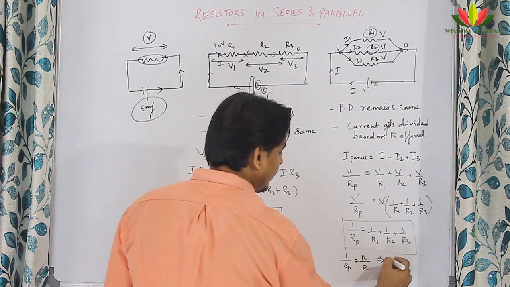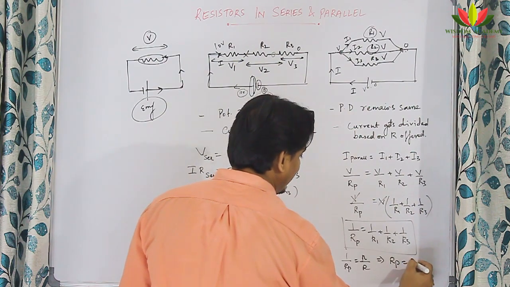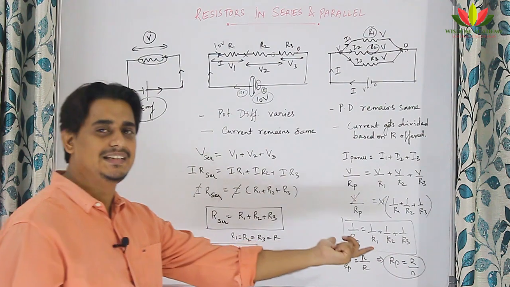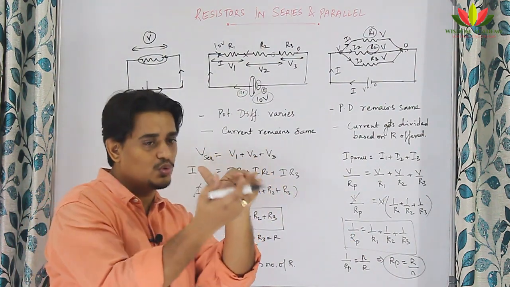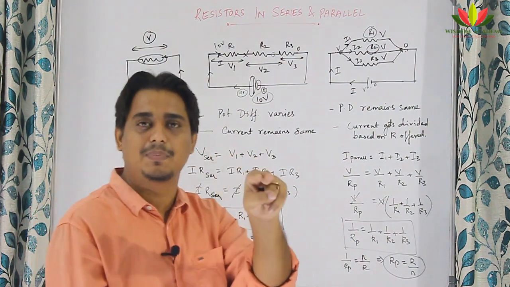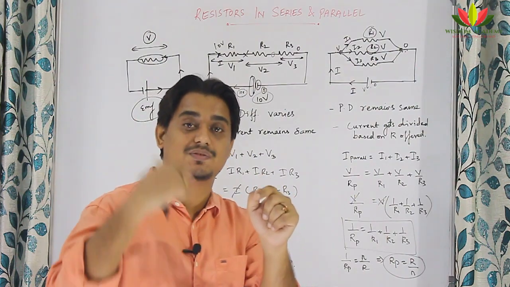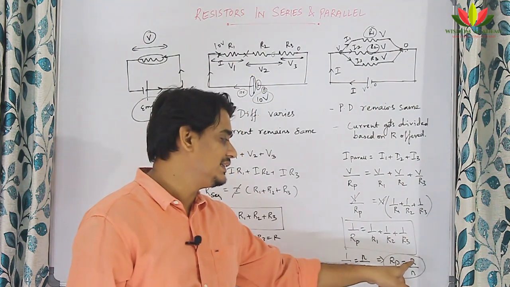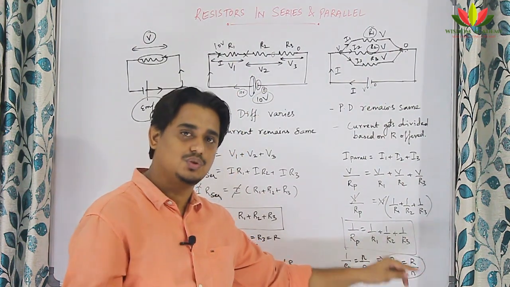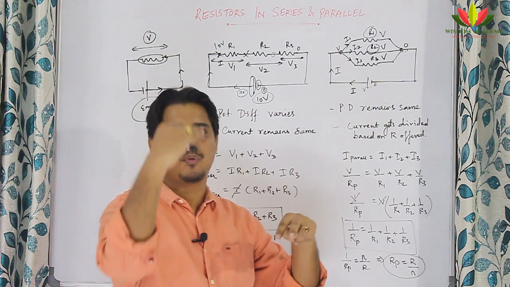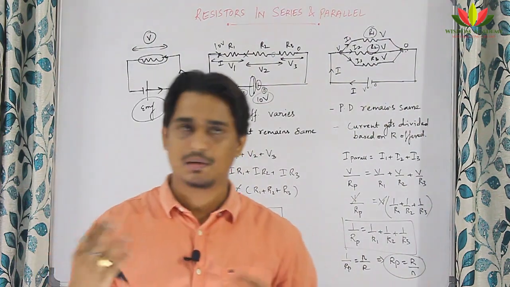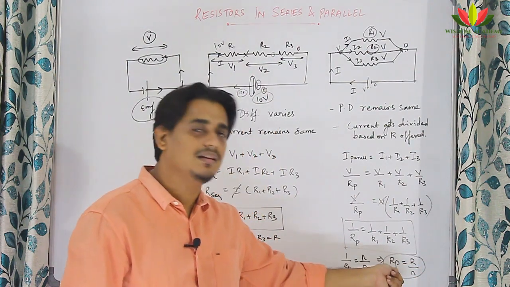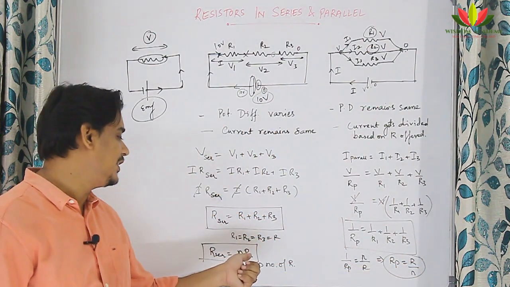So what will be R parallel? R parallel becomes equal to R by N. This is not a shortcut I will say, just the very basic thing you should remember. Suppose we have 2 ohm, 2 ohm, 2 ohm, 2 ohm, 4 resistors connected in parallel. Instead of finding 1 by 2 plus 1 by 2 plus 1 by 2 plus 1 by 2, directly you can write it as R by N. So if there are 4, it will be 2 by 4, which is 0.5 ohm.